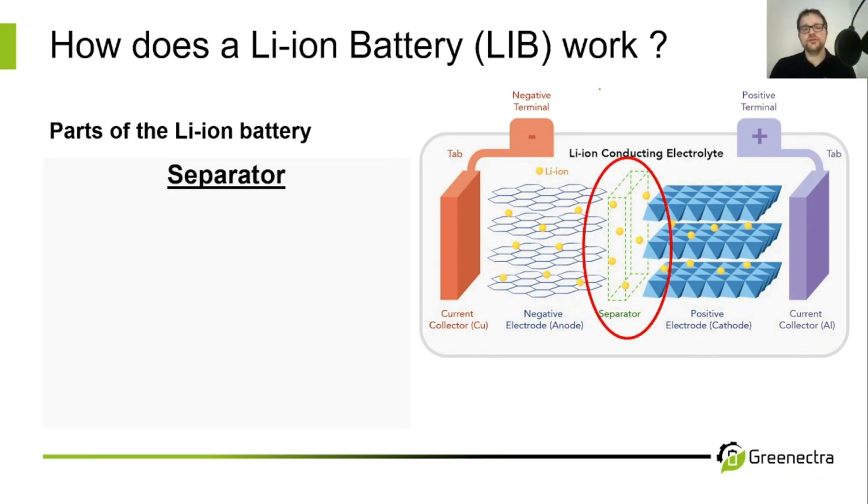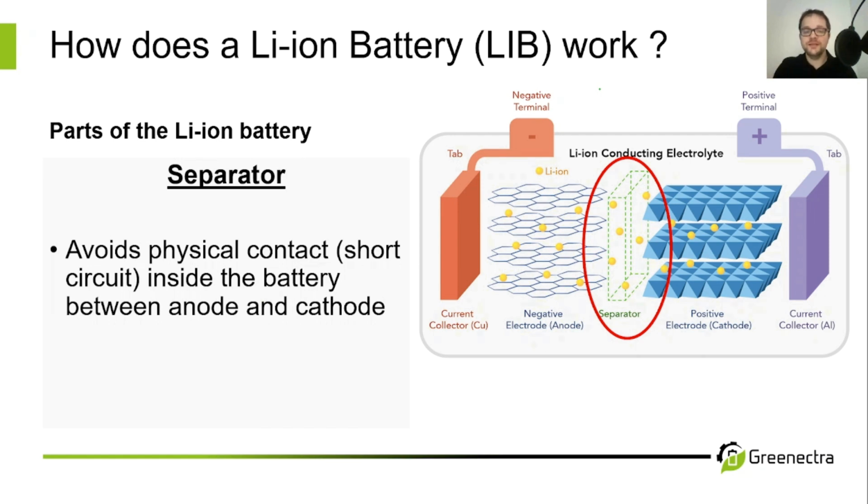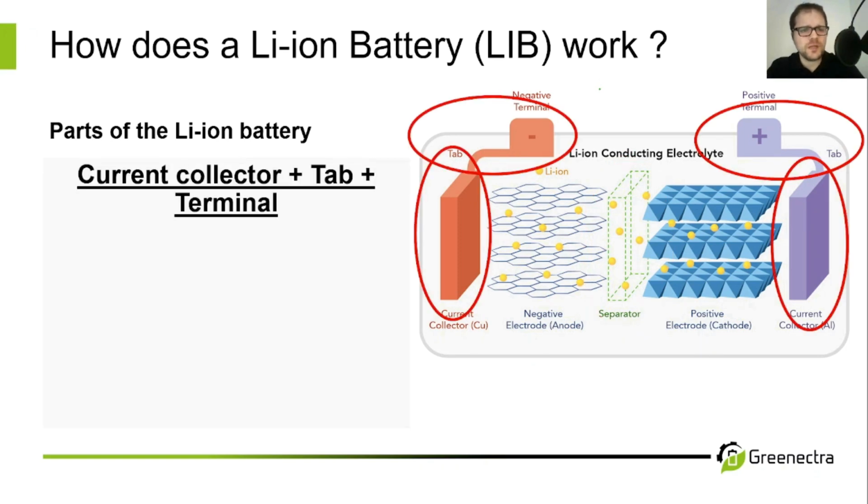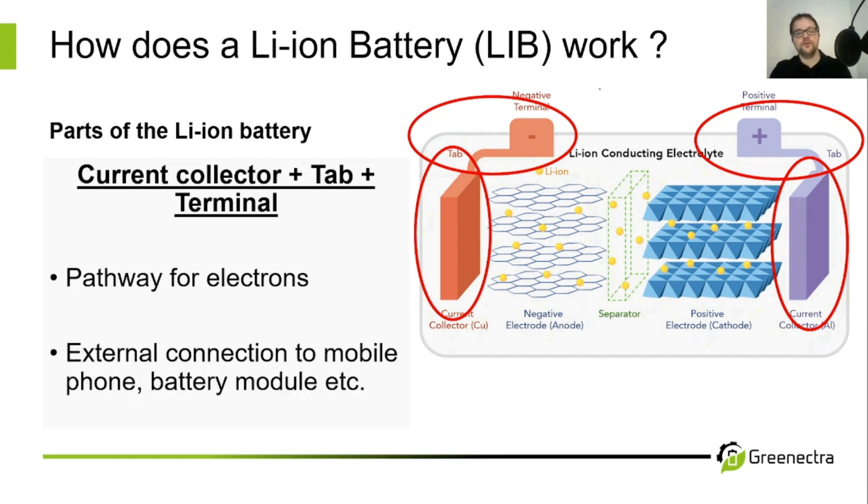The next very important part inside the battery is the separator, which is basically there to avoid any physical contact. What do we mean? We mean to avoid a short circuit inside the battery. Obviously, lithium ions have to be able to pass through, otherwise our whole battery would not work. We have current collectors, taps, and terminals, which I just showed you. These are the pathway for the electrons and your external connection to the mobile phone or your battery module, etc.